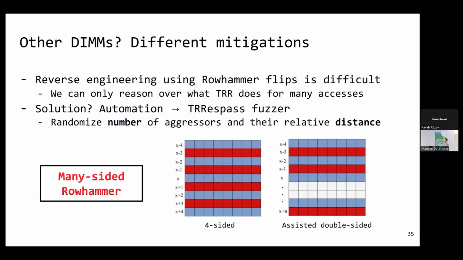And then this pattern also happened to be quite successful in some devices, Micron devices, which we call assisted double-sided, where you have this sidekick that essentially tries to confuse the mitigation, right? So you have this one other row that you also use, and this other row essentially throws off the mitigation. Then you will see bit flips here in the middle.